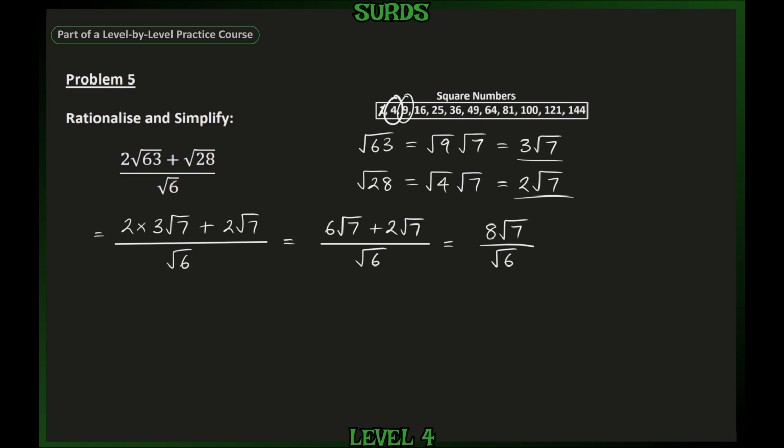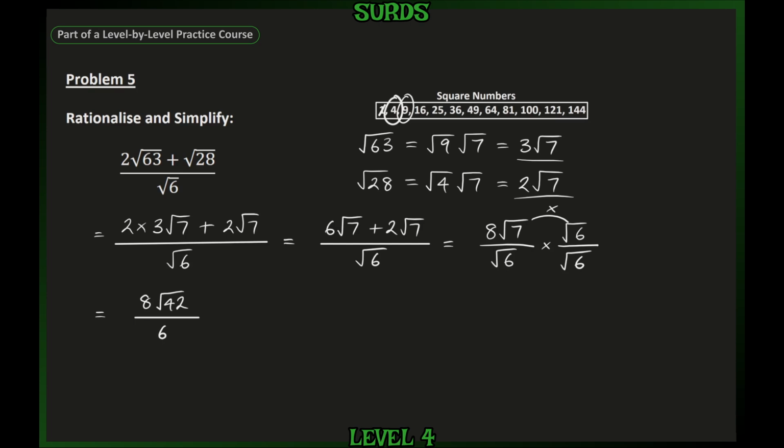Now this still needs to be rationalised because we still have a surd in the denominator. So we can remove the surd from the denominator by multiplying this by root 6, and to keep the fraction equivalent we need to do the same on the numerator. Now looking at the numerator, we have 8, and then root 7 times root 6 is the same as the square root of 7 times 6, and 7 times 6 is 42. So we have 8 times root 42, and on our denominator, root 6 times root 6 just gives us 6.